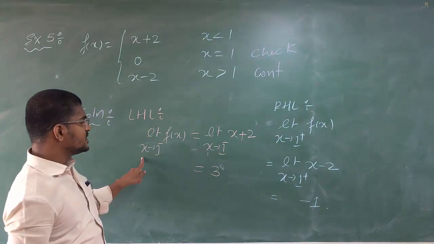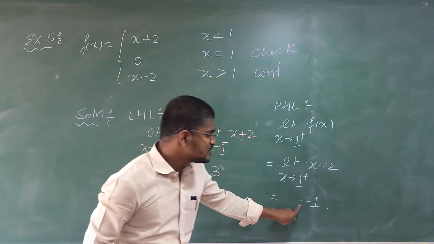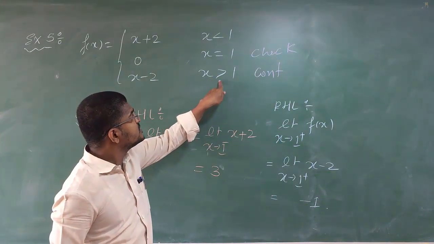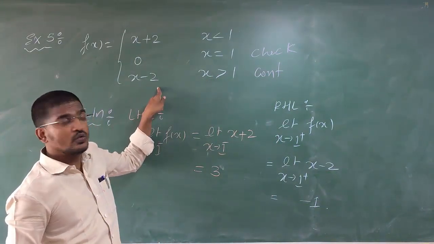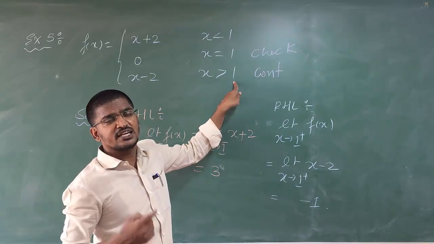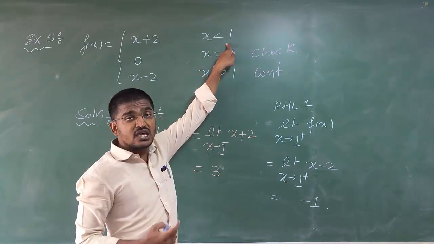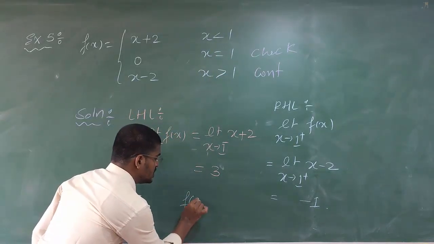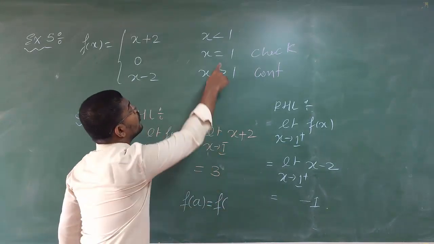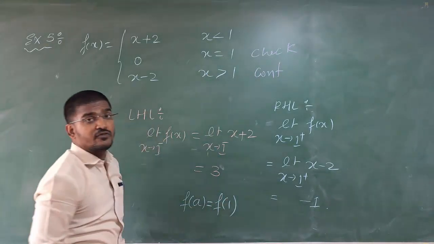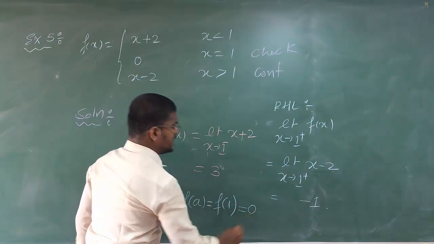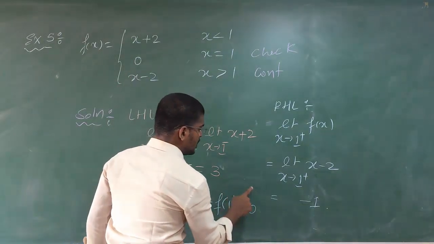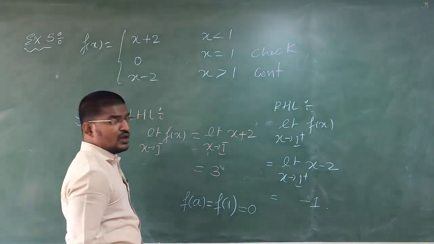Clear? So LHL is 3, RHL is minus 1. Here we choose x minus 2 because for RHL, x greater than 1, x minus 2. Whenever x is greater than 1, it is RHL, that means right hand side. Whenever x is lesser than 1, that means it is left hand side. Now let us calculate f of a, that means f of 1. F of 1, they have given it as 0. Therefore, clearly LHL not equal to RHL, not equal to f of a.